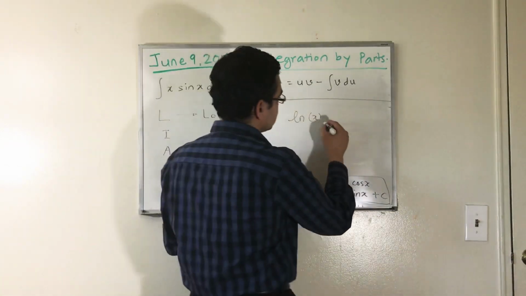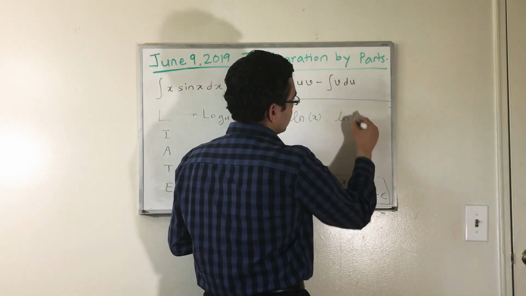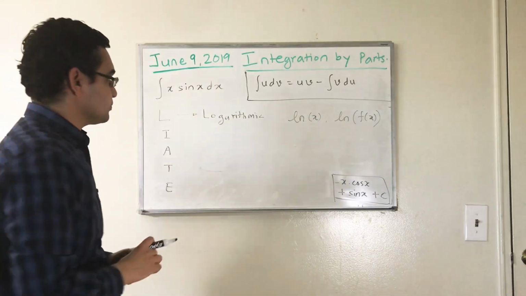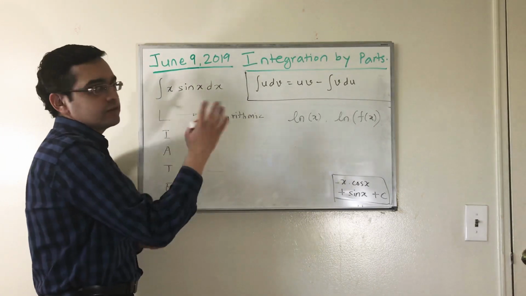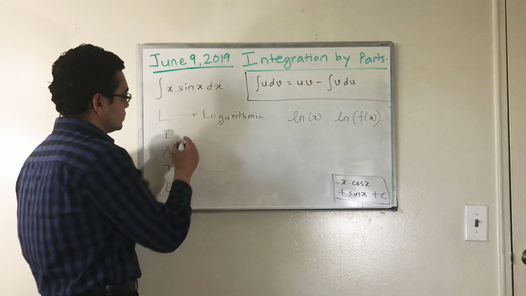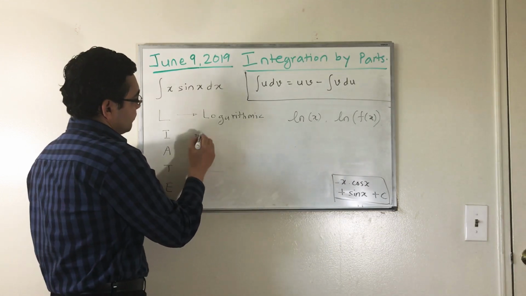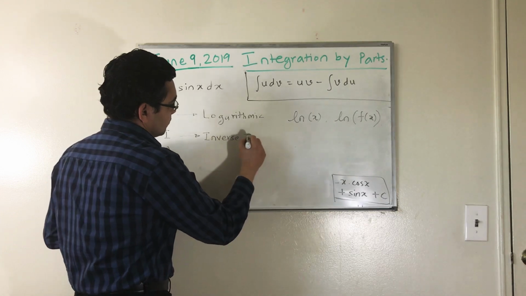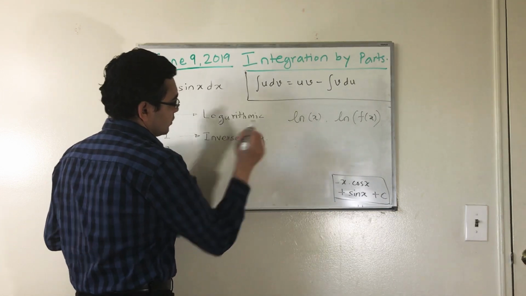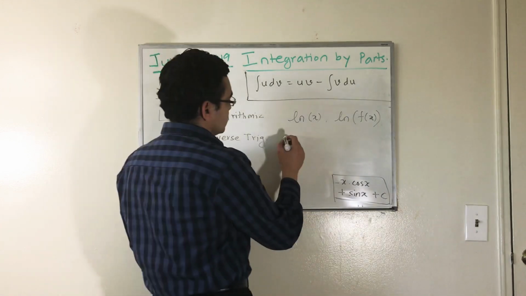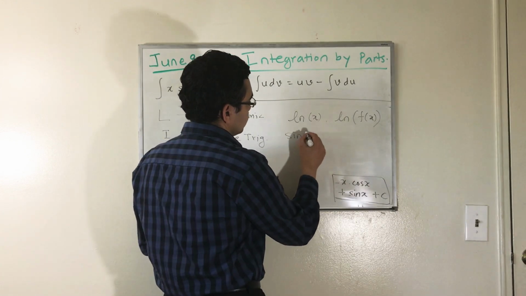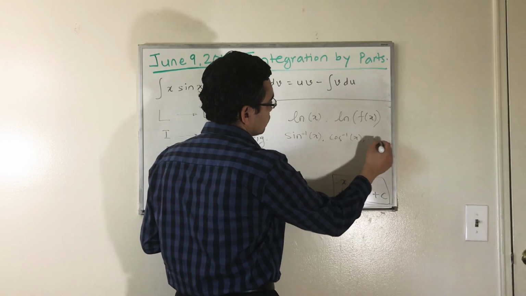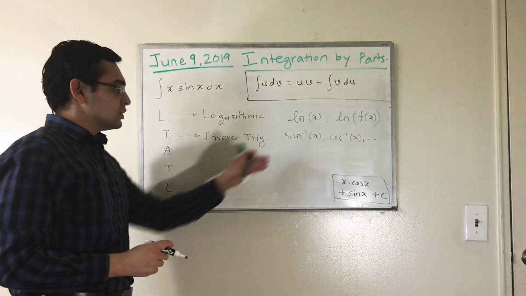Or in most general terms, you can have ln of, say, f of x. This is a logarithmic function. Okay, so all functions of this type, we are going to call them logarithmic functions. Then I is inverse trigonometric function. So these are all the functions of type sine inverse of x, cosine inverse of x, and so on and so forth. Okay, there is another notation for this.